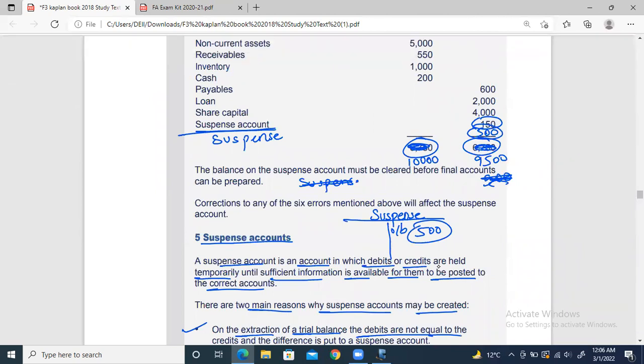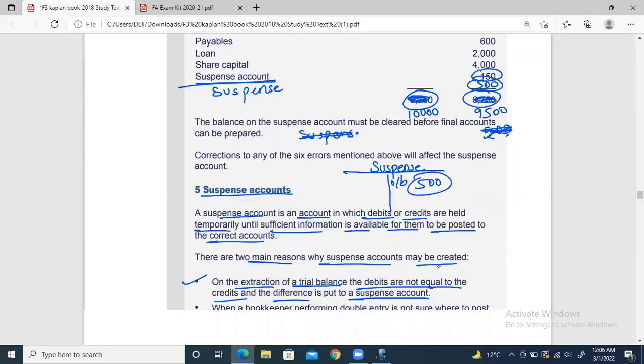Now, as we find more facts and figures and mistakes over the period, we'll start correcting in this account. Okay, and all the information about the errors, what was discovered and what was known, will be given to you in the question every time.